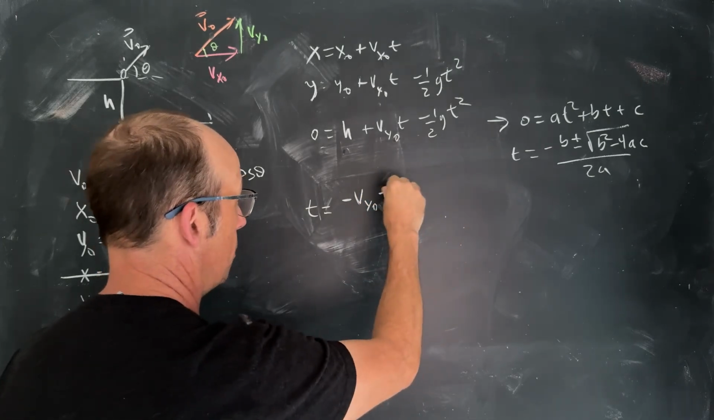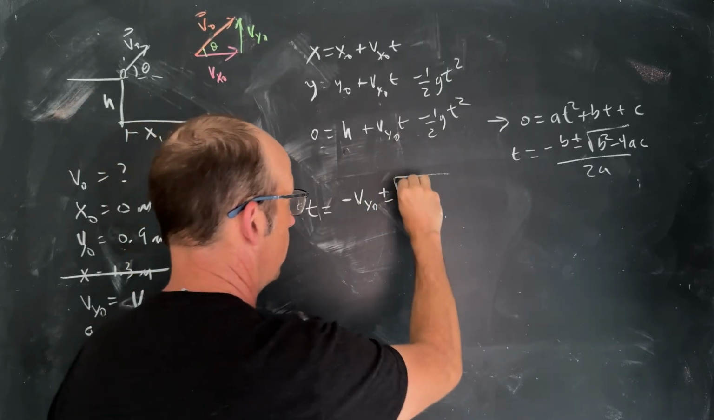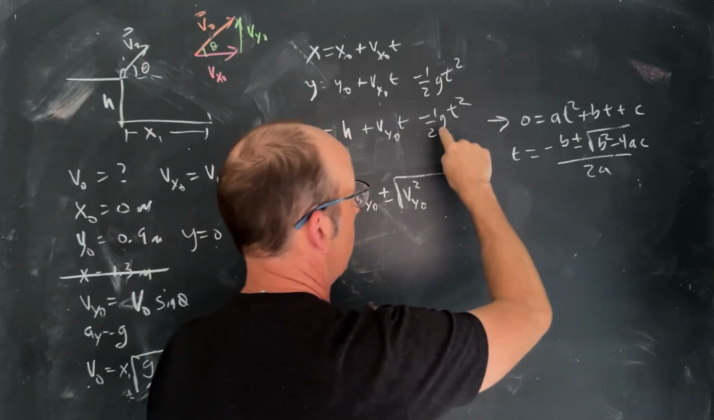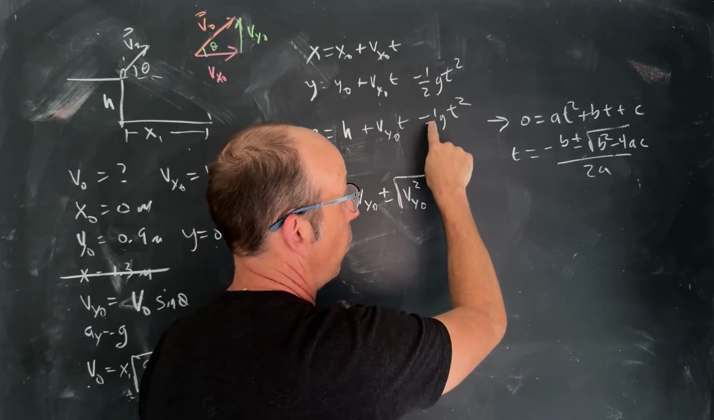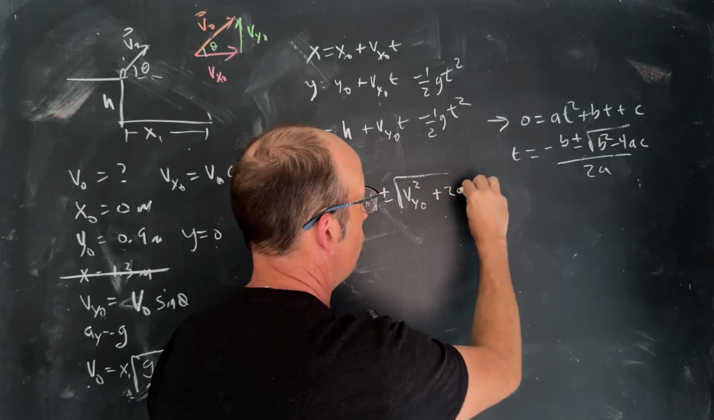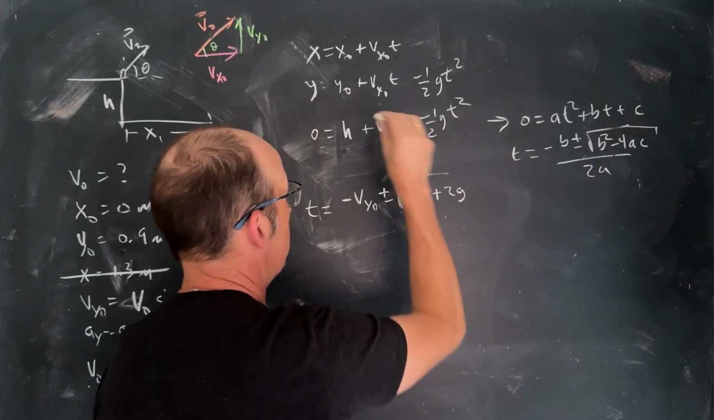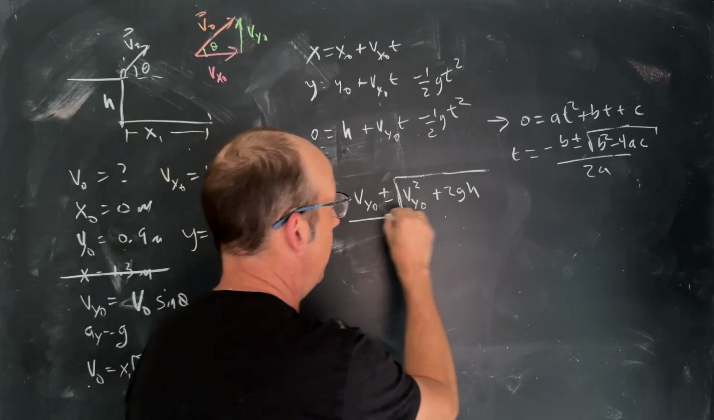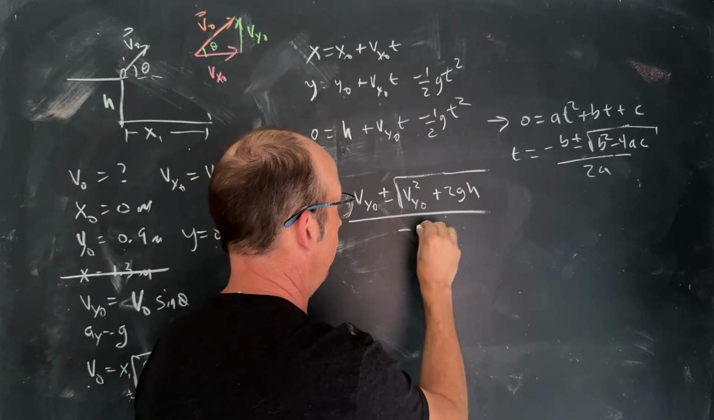And then I'm going to put plus or minus the square root of b squared, which this is b squared, so vy0 squared, minus 4 times a, that's a. So here I have a 4, negative 4 times negative 1/2. So I'm going to get a plus 2g, and then c is h. And then on the bottom, I get 2a. So here's my a term. So I'm going to get negative g.